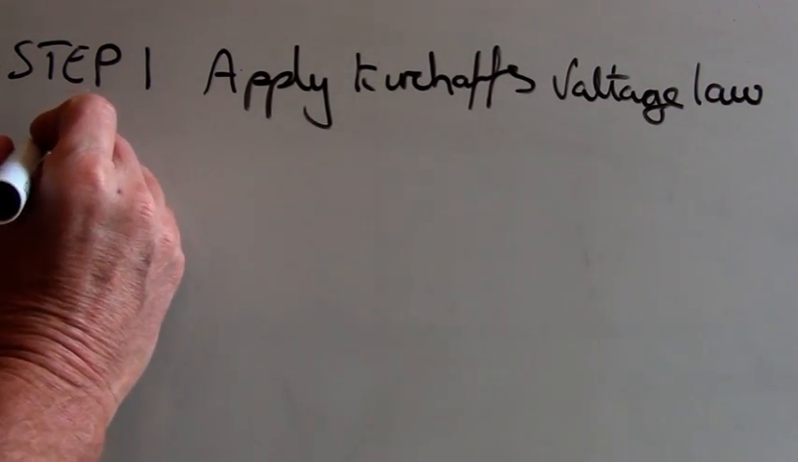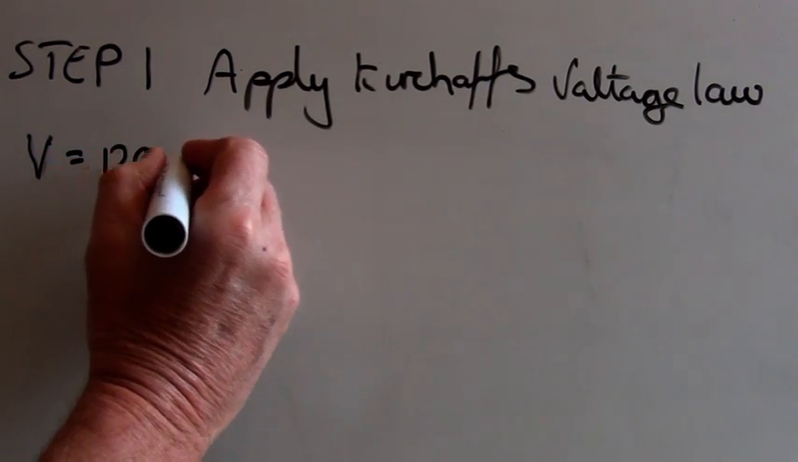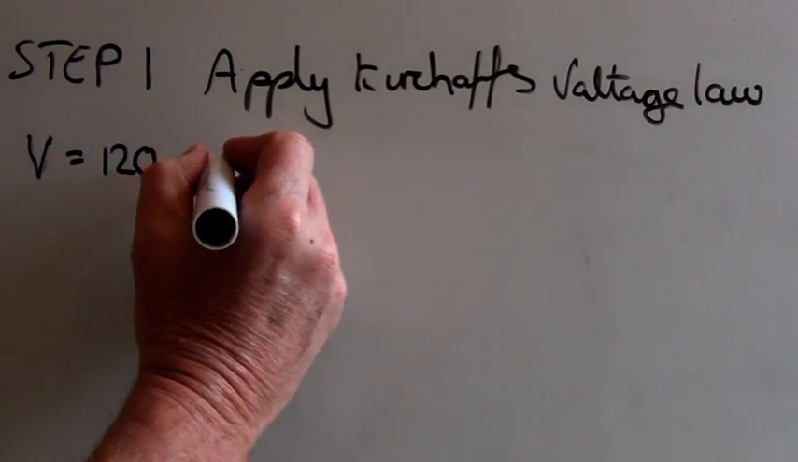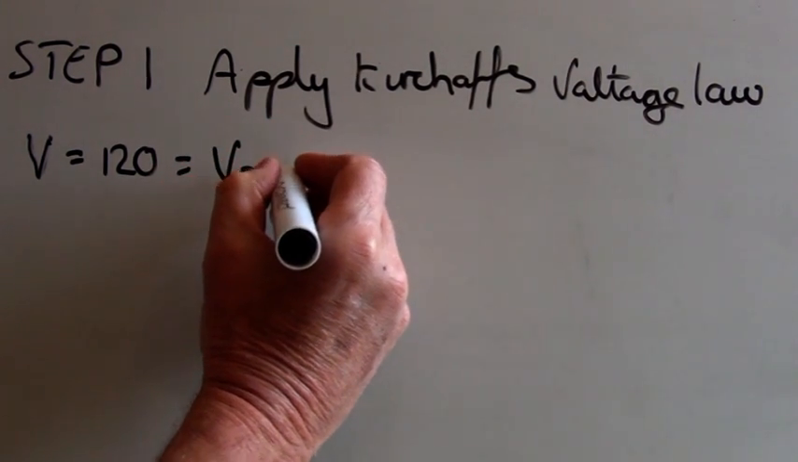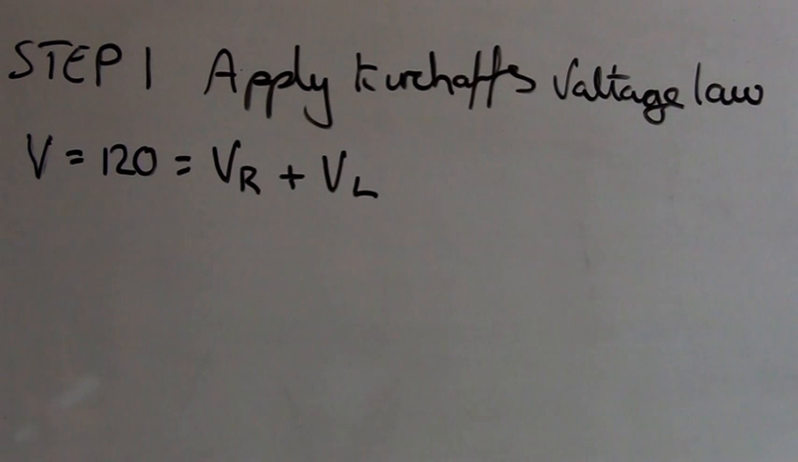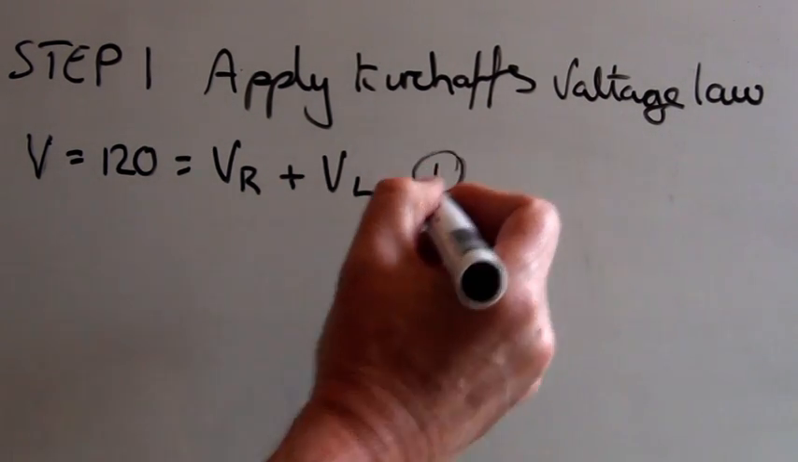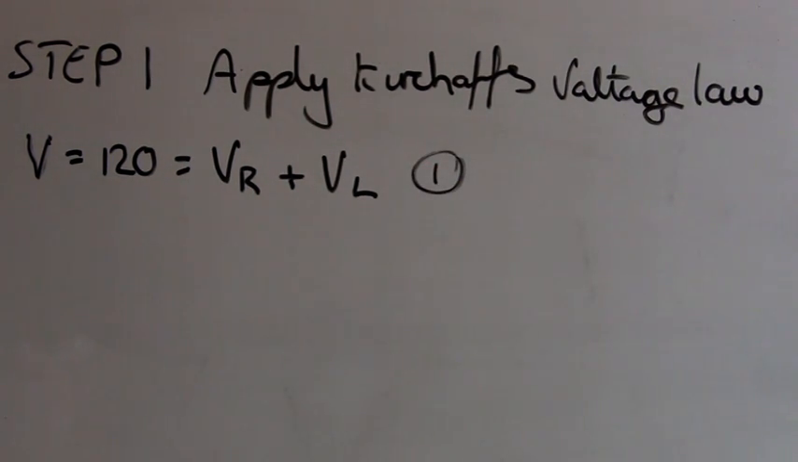So V equals 120. So this equals the voltage across the resistor plus the voltage across the load, which in this case is the lamp. So this can be labelled as equation 1. We then represent the voltage drops across the resistor and the light bulb in terms of the current I.